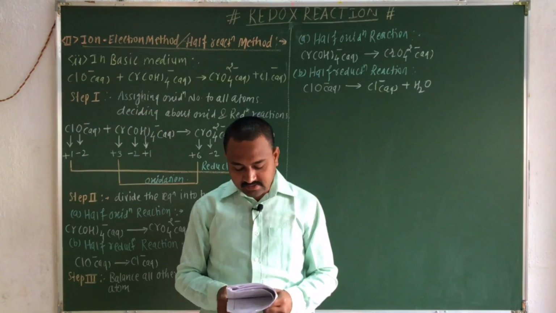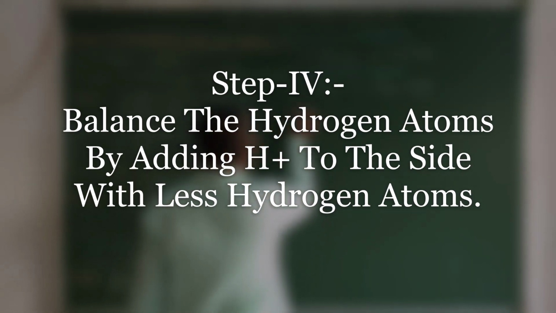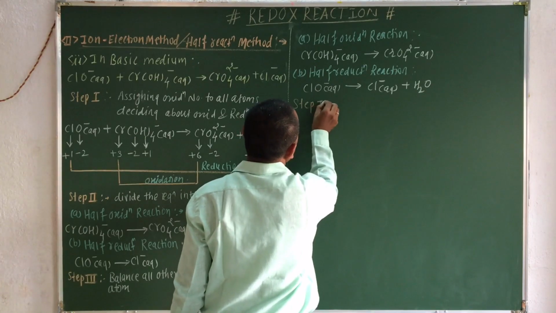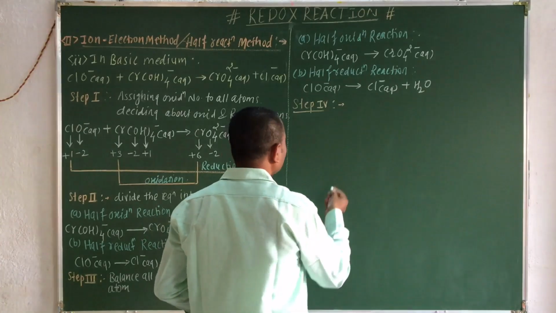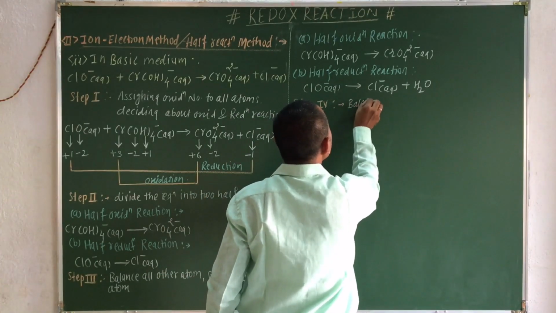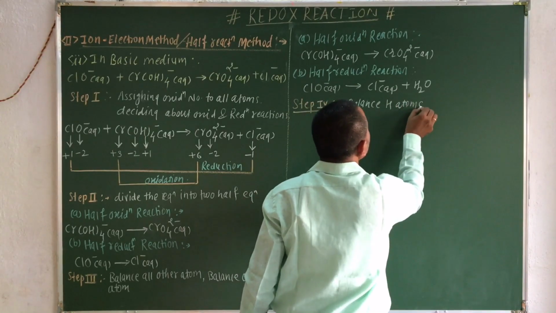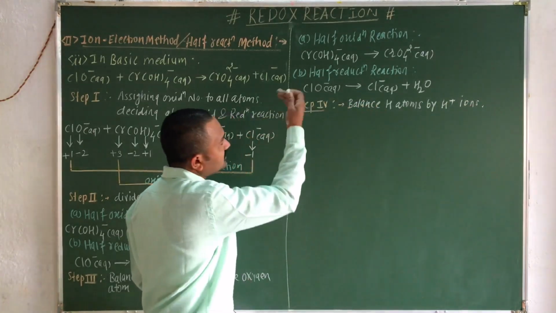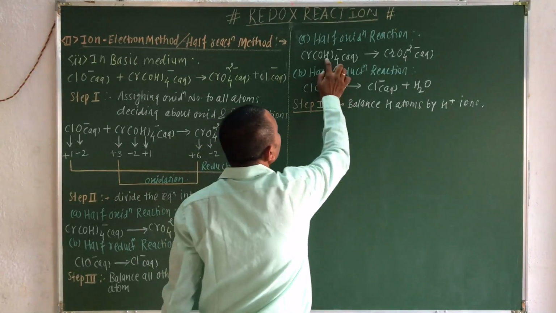Step number four, balance hydrogen atoms by adding H plus ions to the side with fewer hydrogen atoms. Let's apply step number four. Now in step number four we have to balance hydrogen atoms only, by H plus ions. Now again take the reference of your step number three. Now here 4 into H, therefore there will be 4 hydrogen atoms.